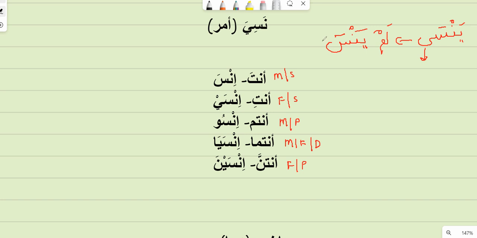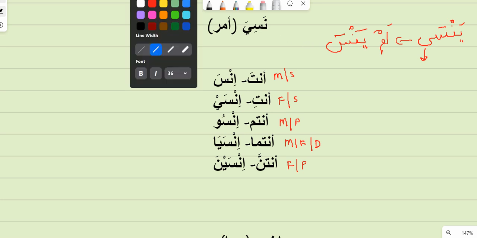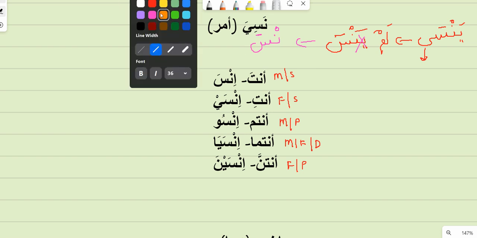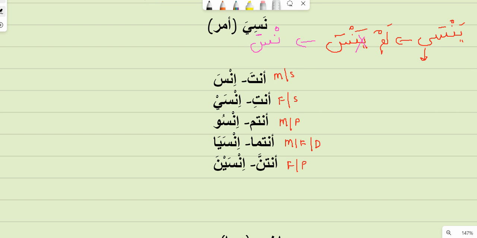Remember, we need this structure. And then when you want to make a command, what do you do? The next step is cancelling the ya. You cancel the ya. What are you left with? With noon sukoon and seen fatha. Noon sukoon, seen fatha. I'm repeating this step so that many of you who have not gone through my previous video will have an idea about how you form the commands. Now, the next step, now you want to make a command.